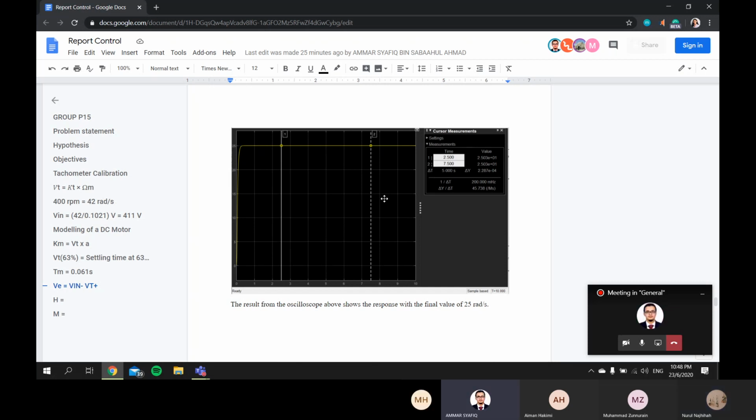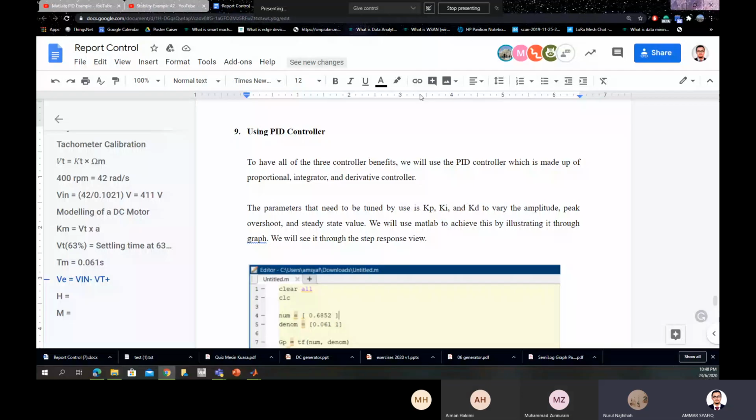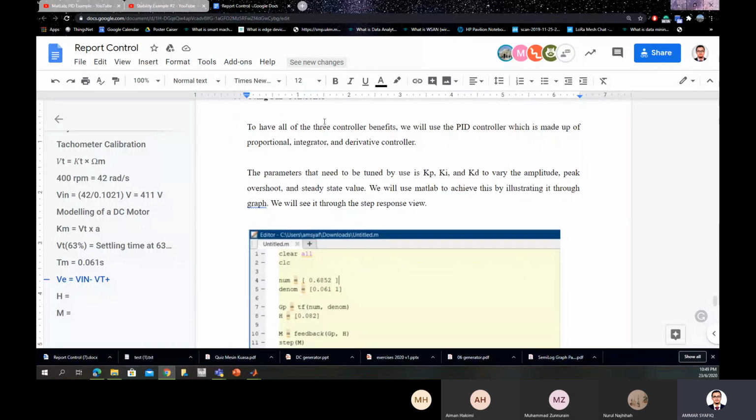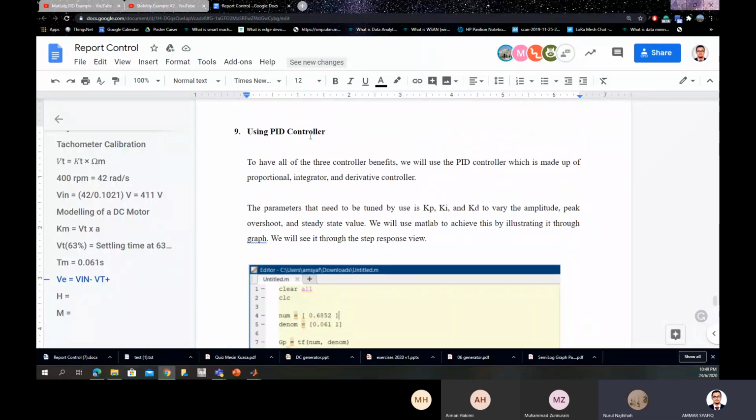Assalamualaikum. My name is Amar Shafiq. I will be presenting on using a PID controller as the additional controller. PID controller is very famous in industry work, where it is used for various things such as controlling the water, the heater, and so on. By using a PID controller, we only have to tune the KP, KI, and KD.